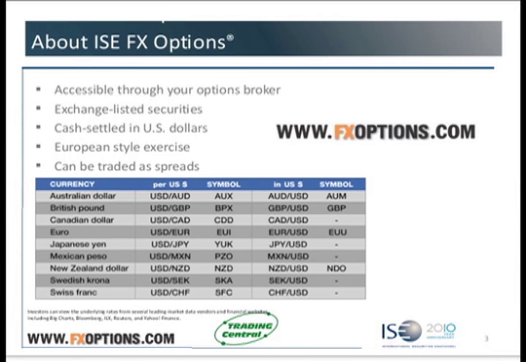These currency pairs are exchange-listed securities. They're cash-settled in U.S. dollars. They're European-style exercise. You can trade them as spreads. And we just added 4 currency pairs that look just like the spot market. So we now have Aussie-US, British Pound-US, Euro-US, and also New Zealand Dollar-US. So you can trade either way. And the symbols are right there on slide 3.